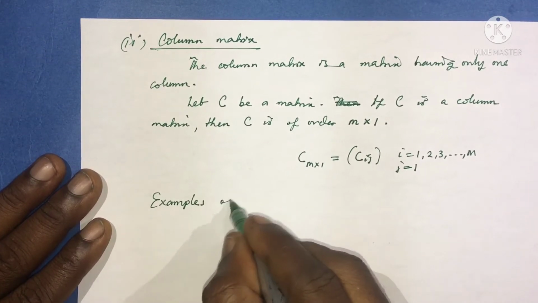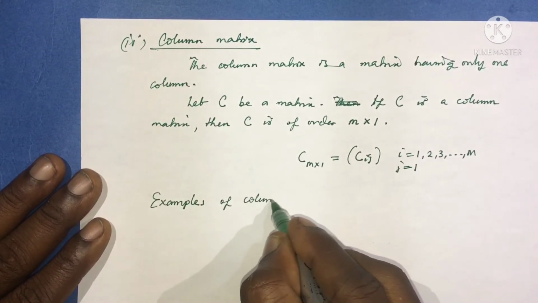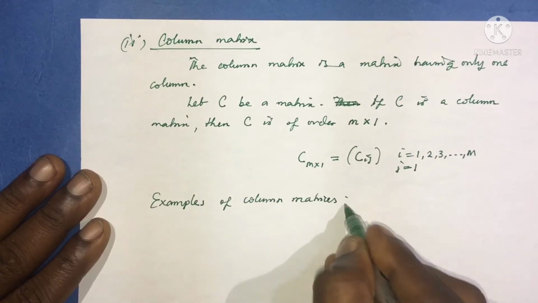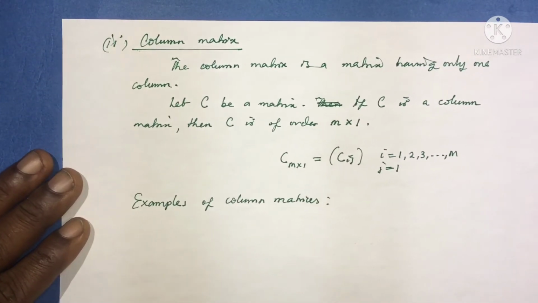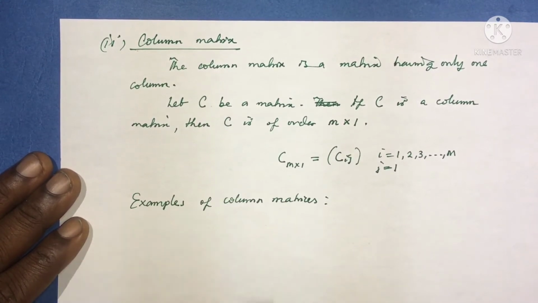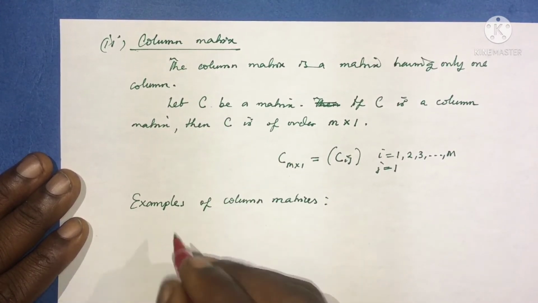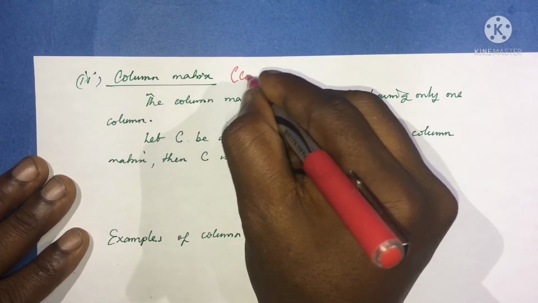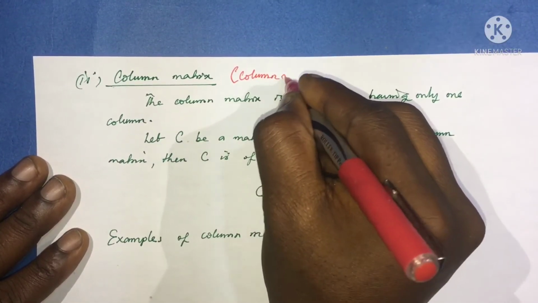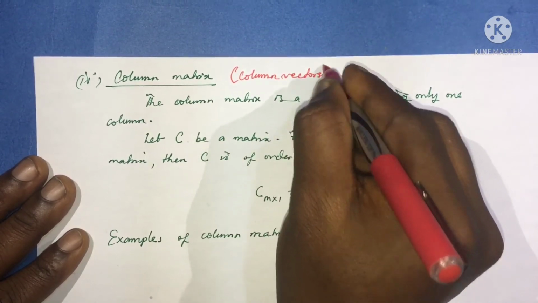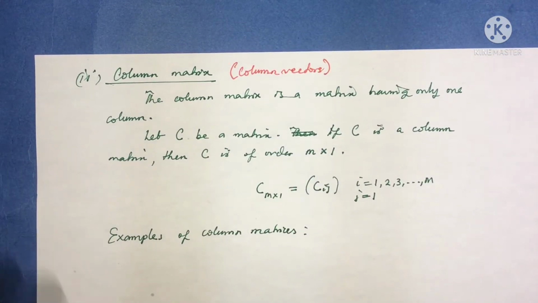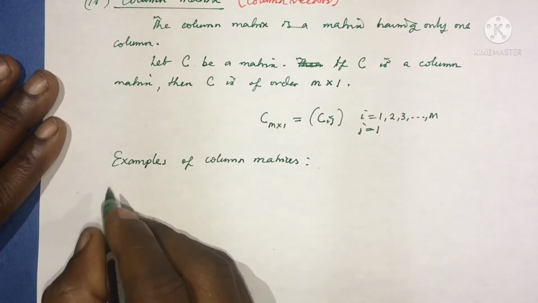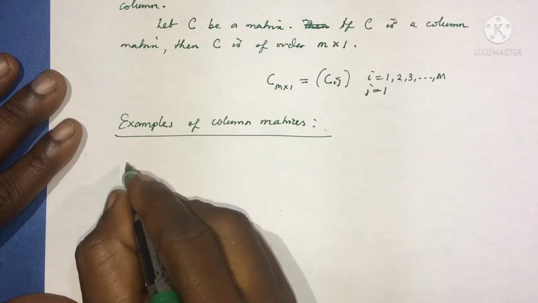Examples of column matrices. So what are examples of column matrices? Now take note. Let me put this here for you to remember. Column matrices are also called column vectors. Okay? So if you don't want to call it a column matrix, you can also call it a column vector. So let us see some examples of column matrices.